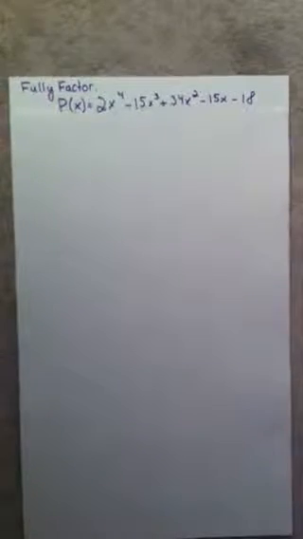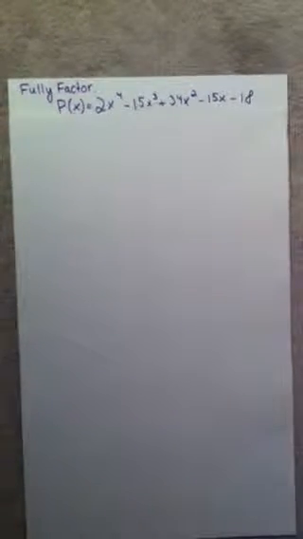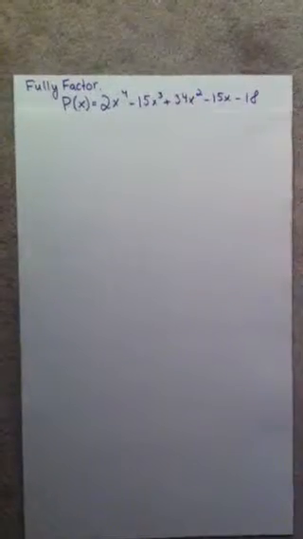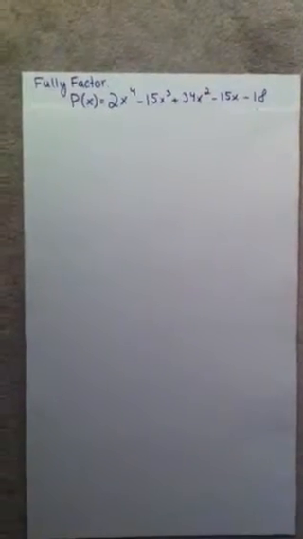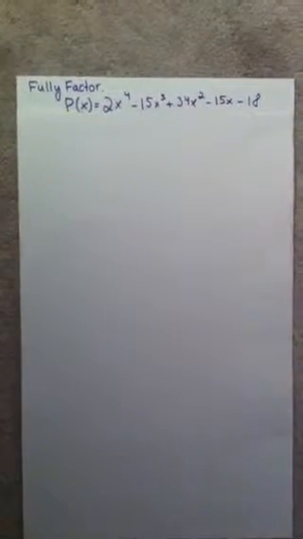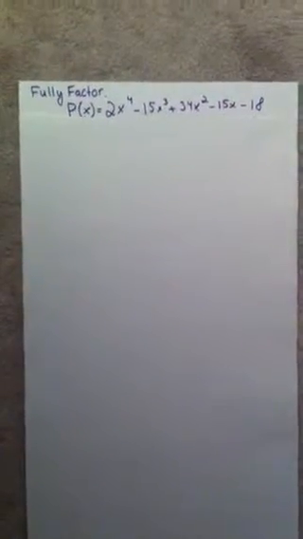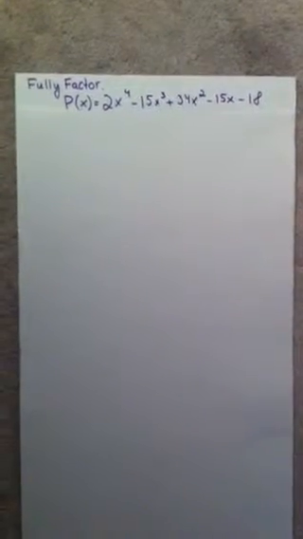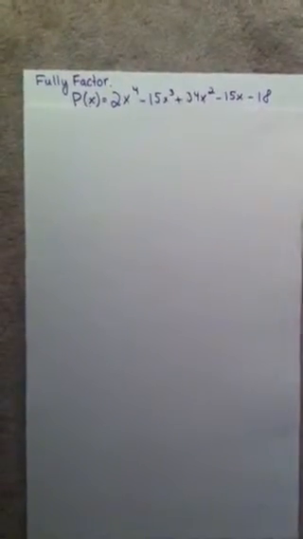We are asked to fully factor this quartic function, p of x equals 2x to the 4 minus 15x cubed plus 34x squared minus 15x minus 18. We need to determine a value for x that will make this quartic function equal to 0, and that can be done through the process of trial and error.